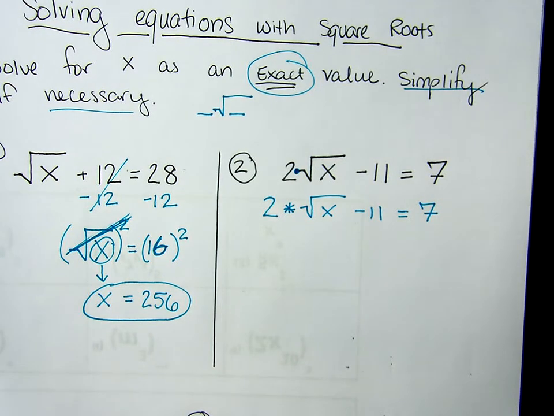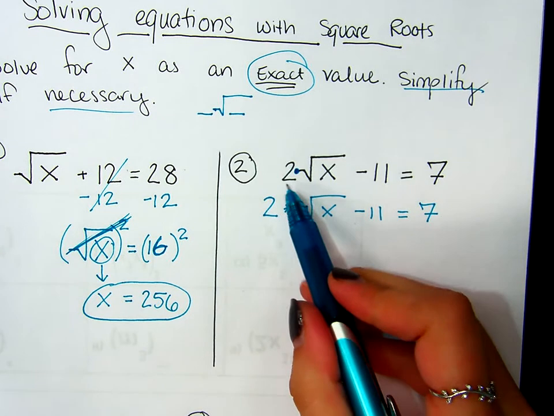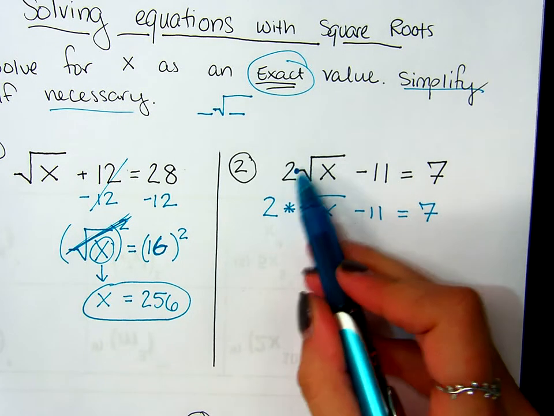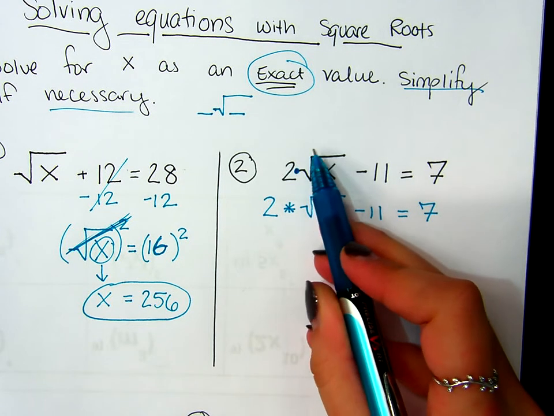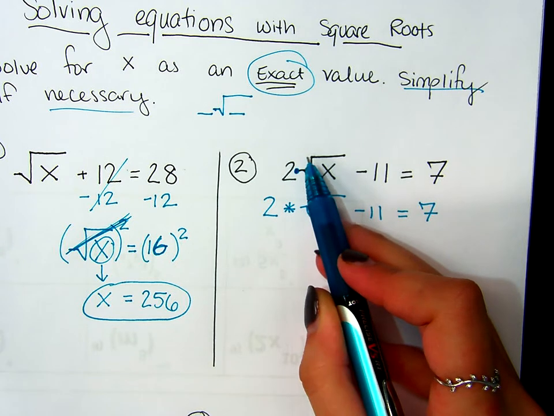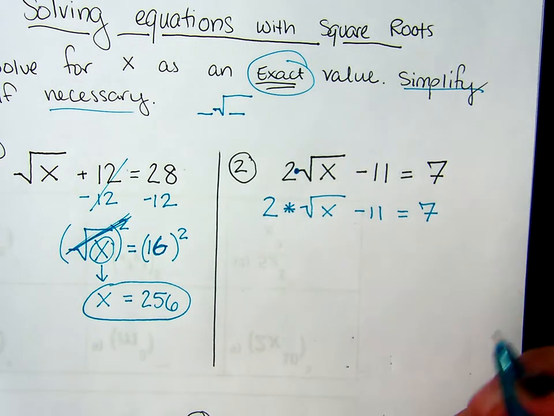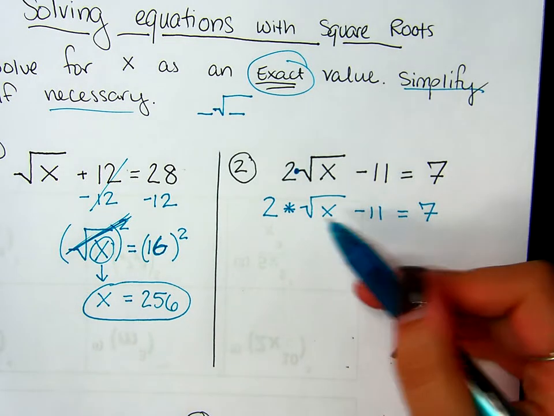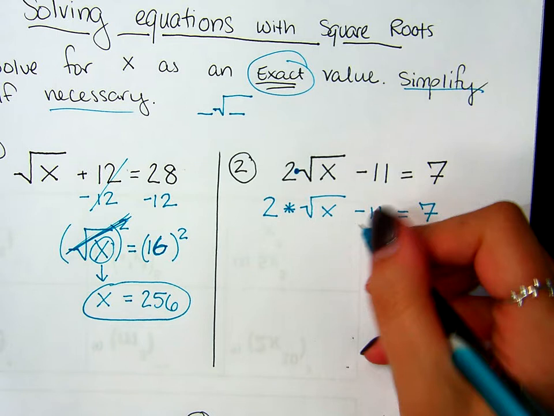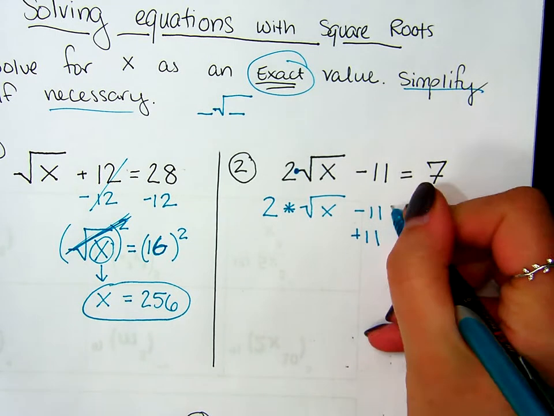The one thing I do want you to be clear about is that this 2 is actually a coefficient. It is not an index. It's not sitting up in the corner. We're not worried about it up there. It is, in fact, sitting out in front. Now I can go ahead and try to cancel. I see that the 11 is the furthest thing from x. I'm going to cancel that first through addition.